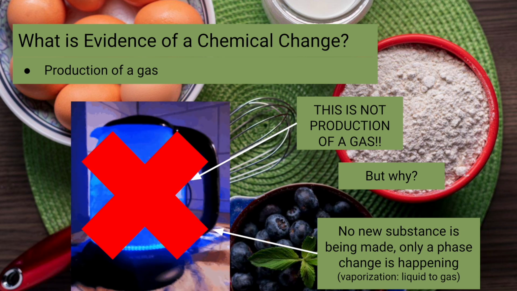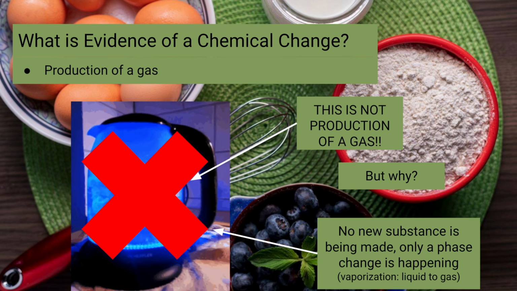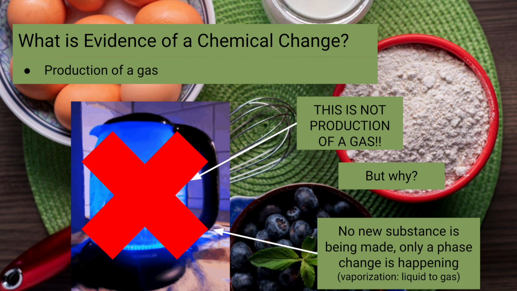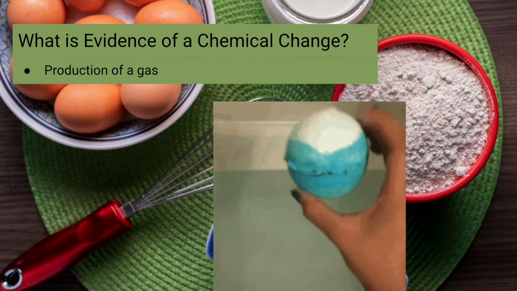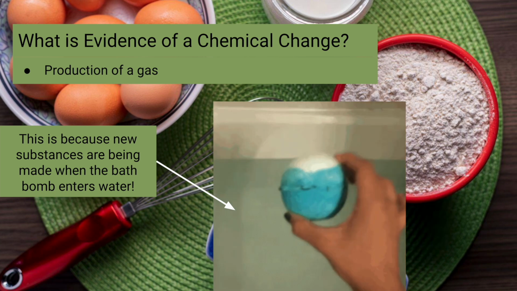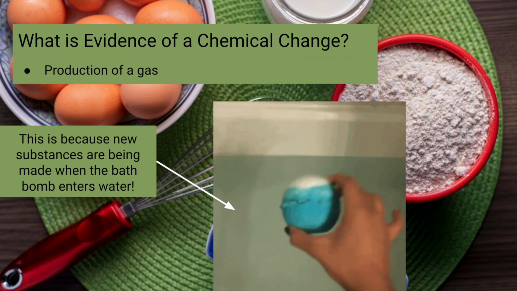And in this particular instance, it's vaporization, where liquid is turning into a gas. That's what happens when you boil water. That's not production of a gas. That's just a phase change in that little GIF right there. But when you put a bath bomb into water, it is a production of a gas because new substances are being made when the bath bomb enters water.